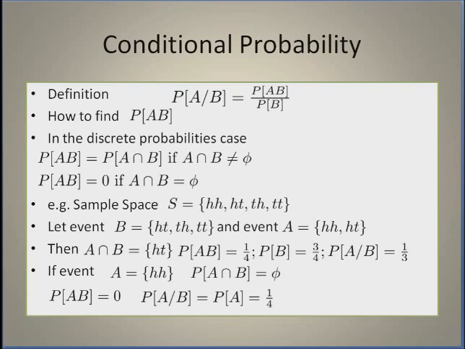Next, let us define an event A which is disjoint with event B, that is, A is equal to heads and heads, so it has heads in both the tosses. Now we can clearly see that A intersection B is an empty set. Therefore, the probability of this empty set is 0. That is, the joint probability is 0 in this case. And we can also see that the conditional probability of A given B is equal to the probability of A, which is 1 by 4.